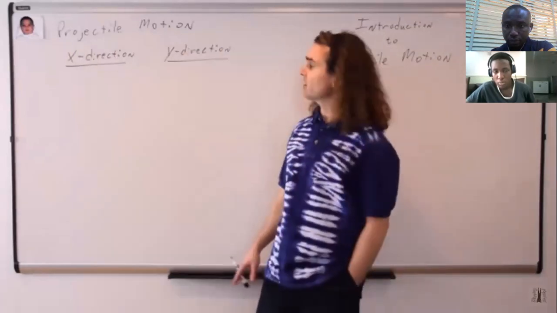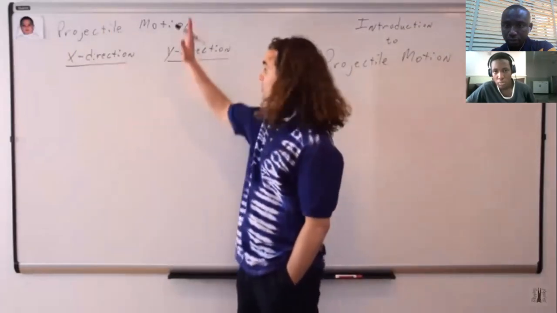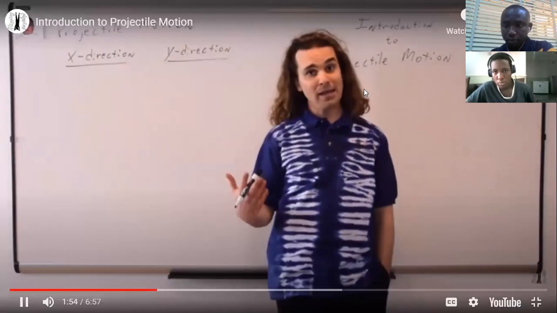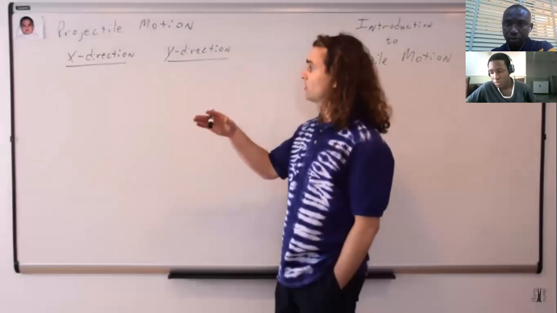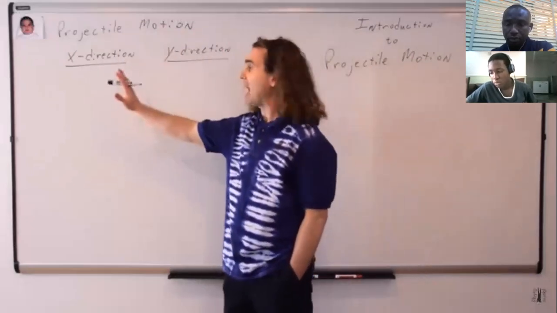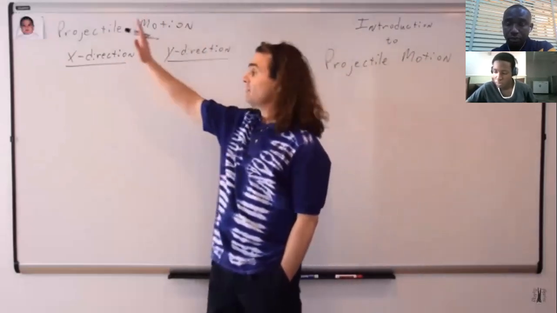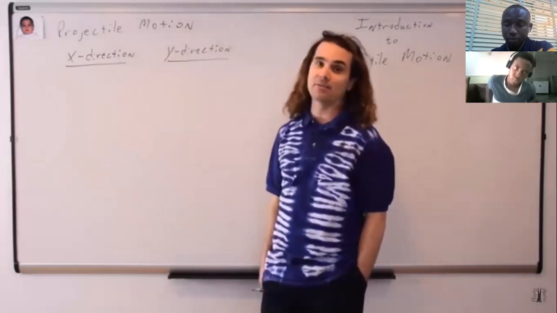You need to split your known variables into what you know in the x direction and what you know in the y direction. Why, you might ask? It's because the equations of motion, the equations that describe the motions of the object in projectile motion, are different in the x direction and the y direction.